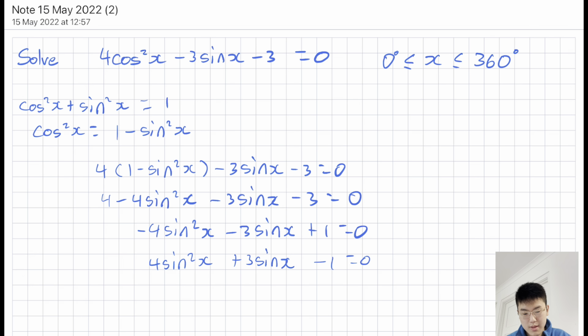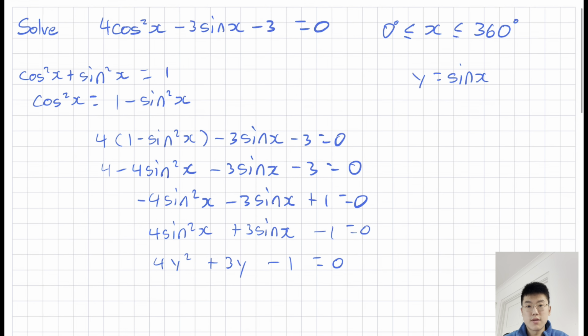So at this point, what we should do is try and make this look more like a quadratic. So we can let some other variable, maybe y, be equal to sine x. Now we can replace sine x with y in this equation. So 4y squared plus 3y minus 1 is equal to 0, right? So now it's just a simple case of solving this quadratic.